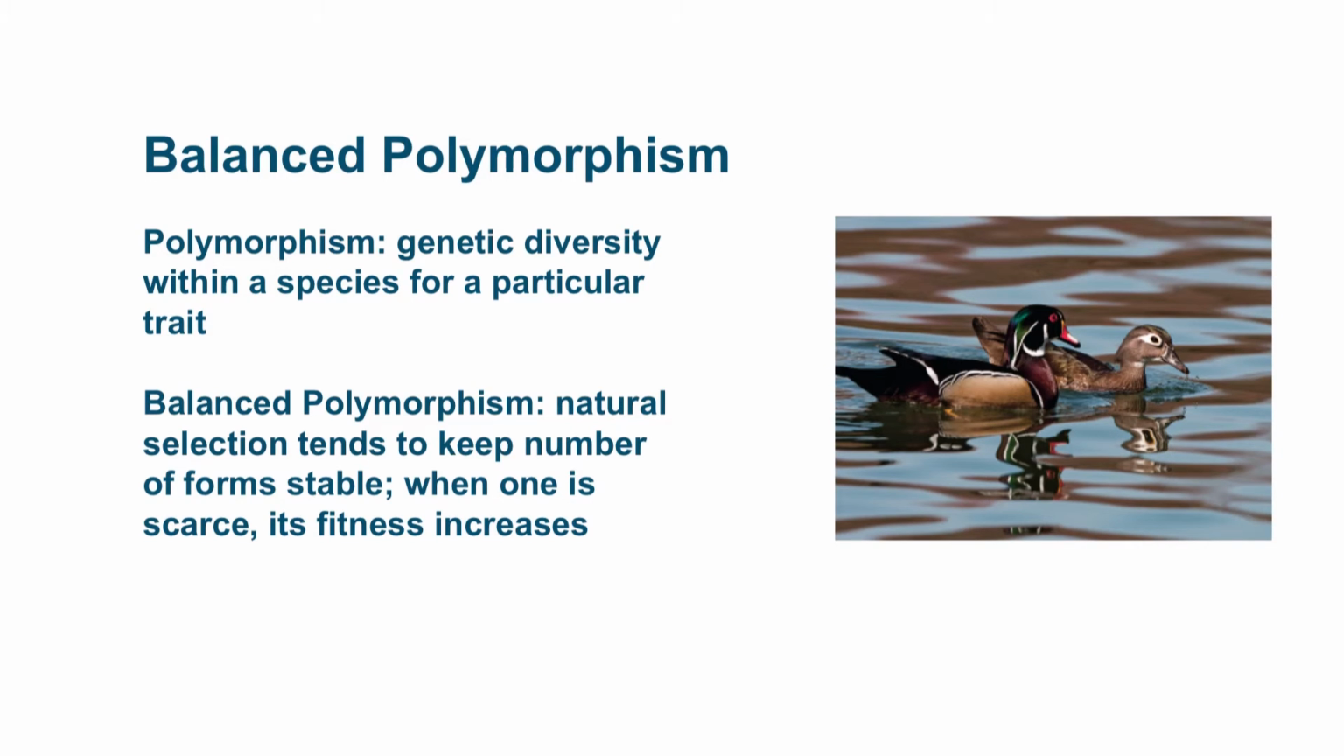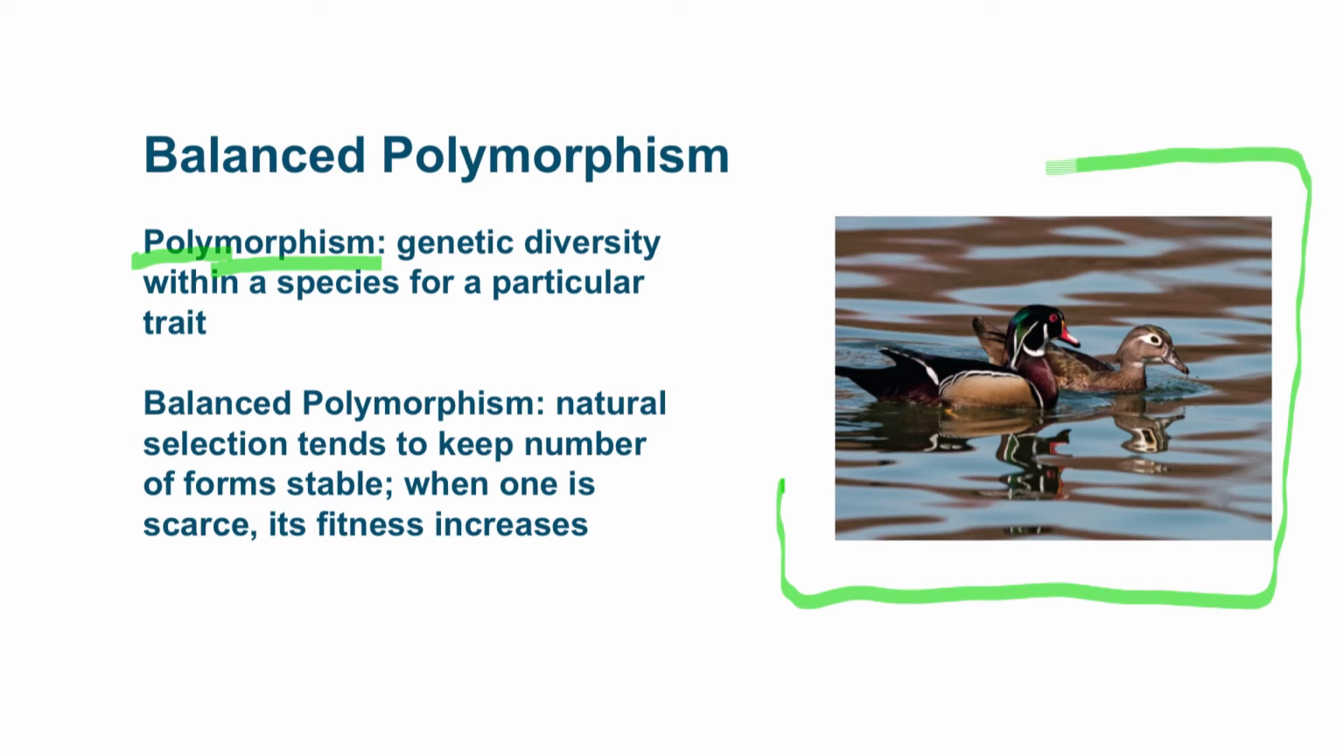Balanced polymorphism is an interesting concept. Polymorphism: morphism refers to the way something looks, and poly refers to many. So polymorphism is genetic diversity within a species for a particular trait. One example would be plumage color, or feather color and pattern of color, in birds. This is a species of duck called a wood duck.